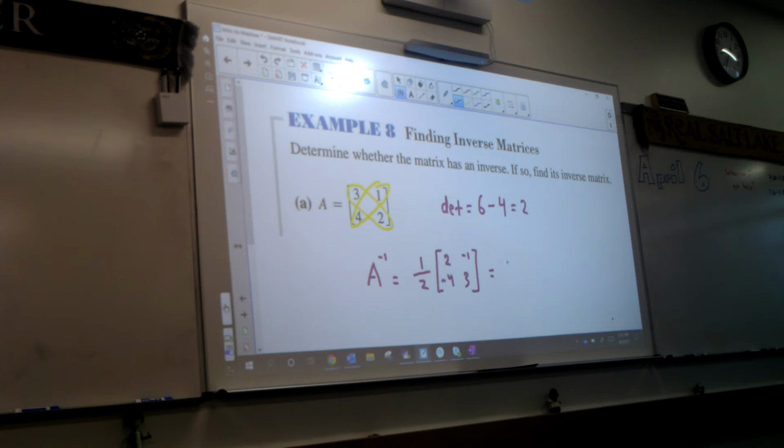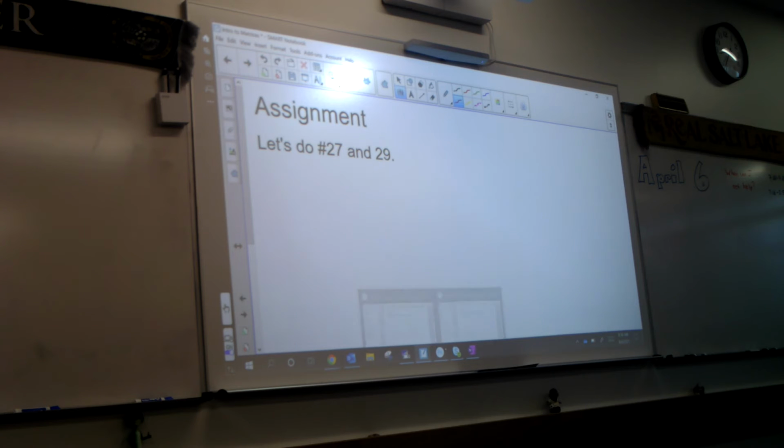1/2 times 2 is just going to be 1. 1/2 times negative 1 is negative 1/2. 1/2 times negative 4 is negative 2. And then 1/2 times 3 is 3/2. I'm actually not sure if on the answer sheet they distribute or not. We're going to do an example here in a second. But that would be the inverse of the matrix. You just do 1 over the determinant and distribute it with the modified matrix. We have to switch A and D and turn B and C negative. Good job, Adam.